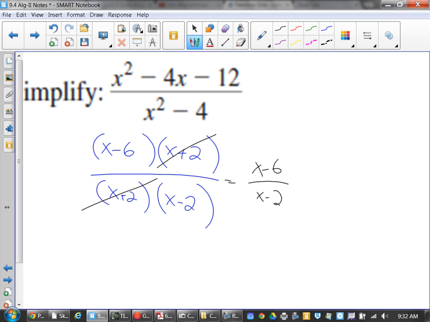That's something I would do. I'm telling you not to do it, okay? You can only simplify terms, okay? Only simplify terms.